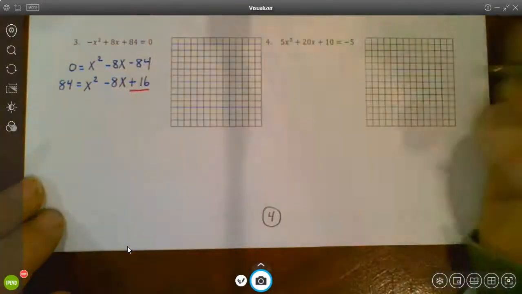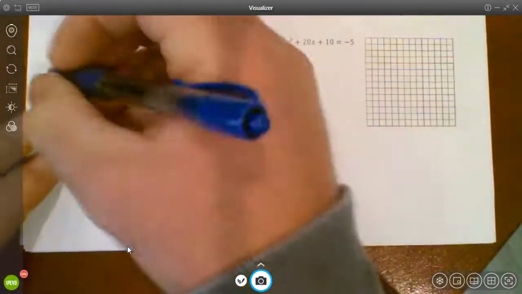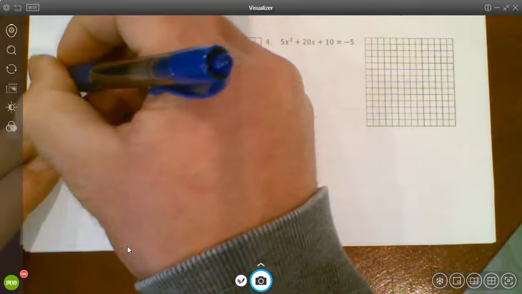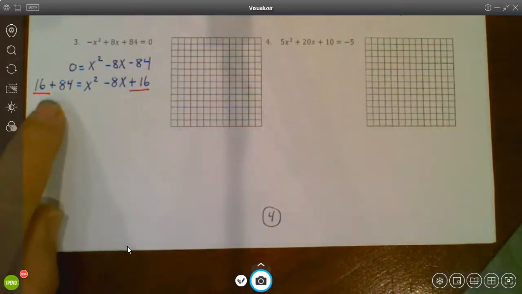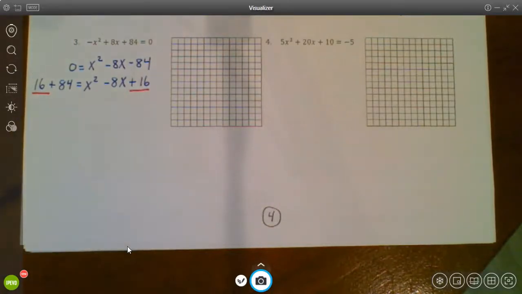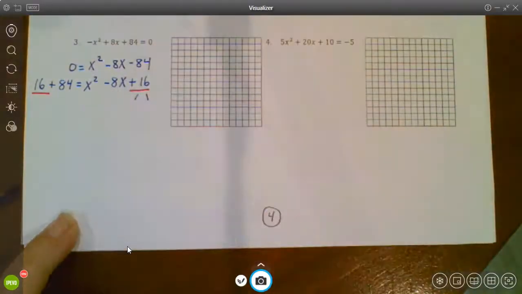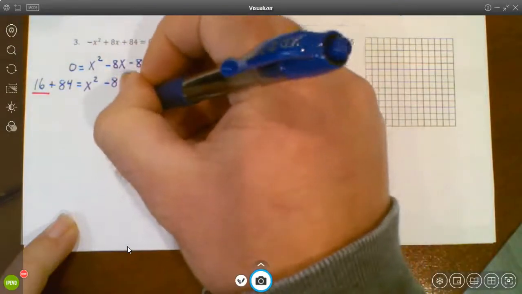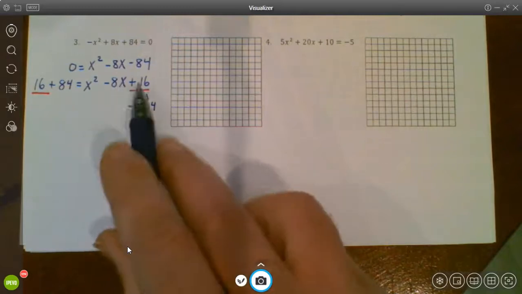But whatever I do to the right side, I also need to do to the left side. So I'm going to add 16 to this side also to keep my equation balanced. Well, the left side, pretty simple. That's just going to be 100 when I add those together. What about the right side? Two numbers that multiply to be 16 that add to be negative 8. We've already seen this one. They're going to be identical. That's because it's a perfect square.